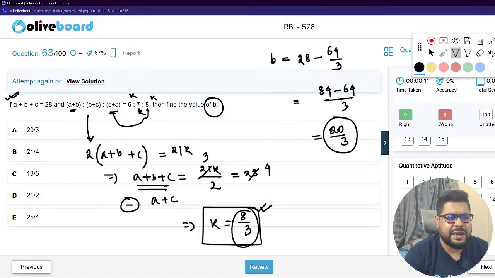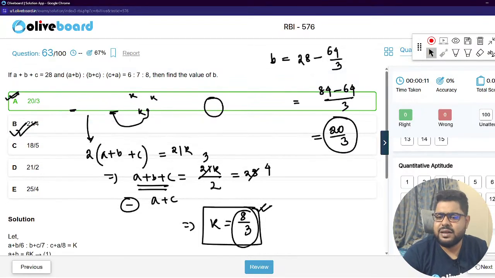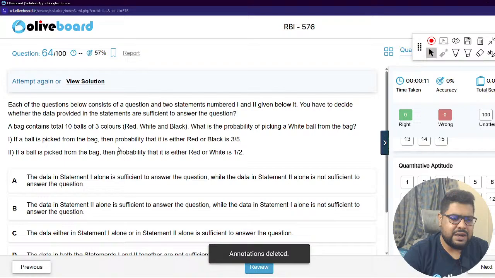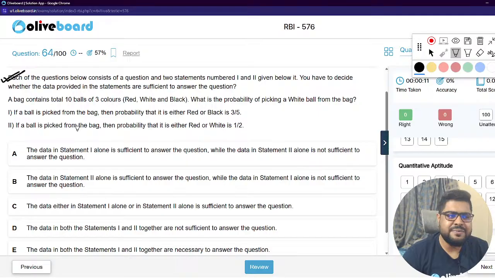Look, this was a one-line question. This was a simple one-liner option. Moving on, sir. Now, very simple questions of data sufficiency. Data sufficiency is always easy.